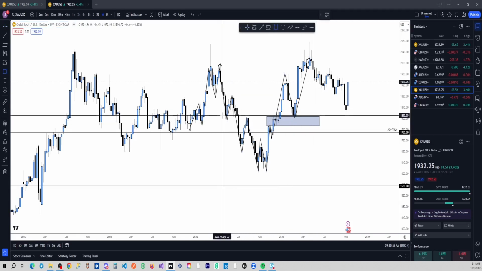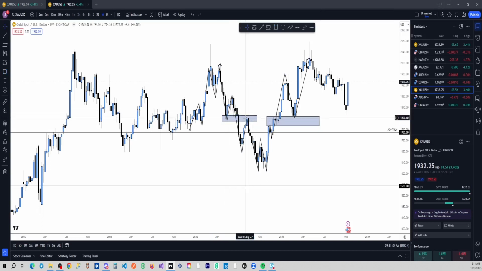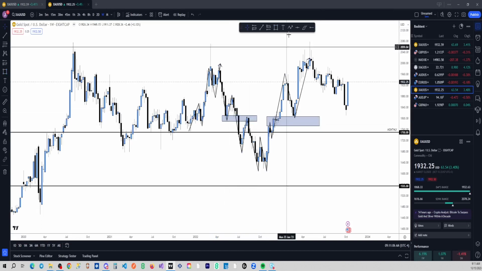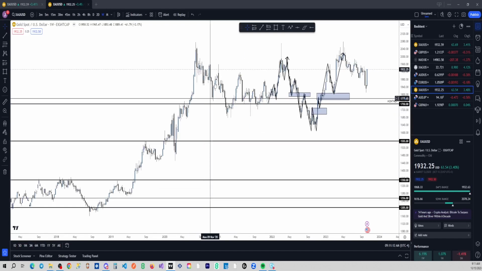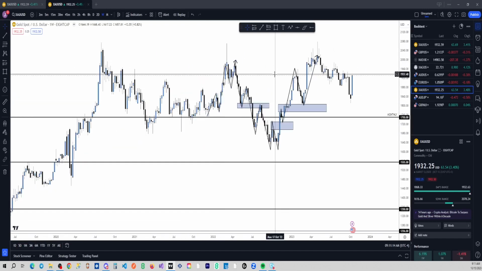See how clean that is? So this was once support, price retesting it as resistance. Look at that. So this was once resistance, price retesting it as support. Simple, simple, simple patterns. Now, again, how does this go hand in hand with psychological levels?